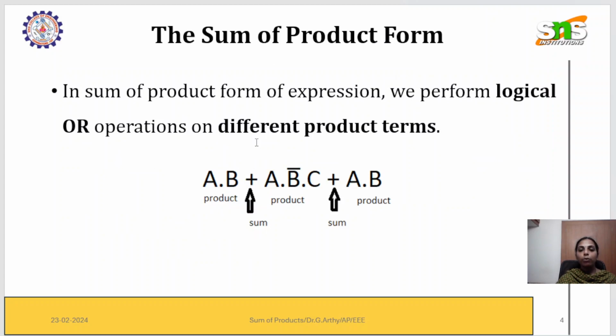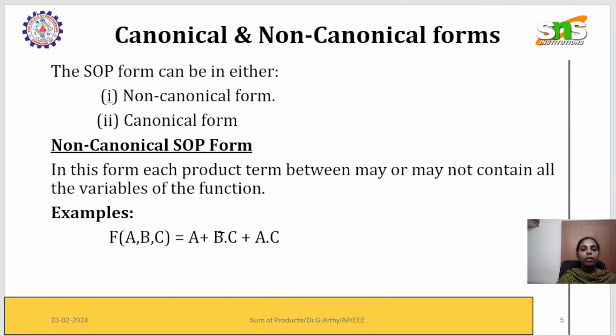In sum of product form of expression, there are logical OR operations on different product terms. So this is the product term. These are the product terms, right? So sum of product terms. This is sum of product form. This sum of product form can be expressed in canonical form or non-canonical form. So what does non-canonical form mean?